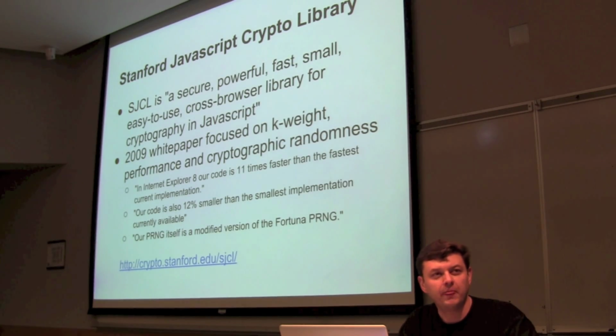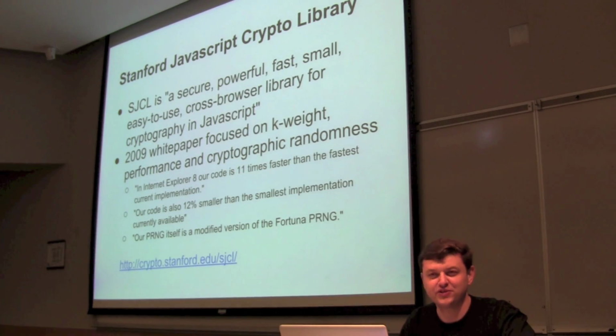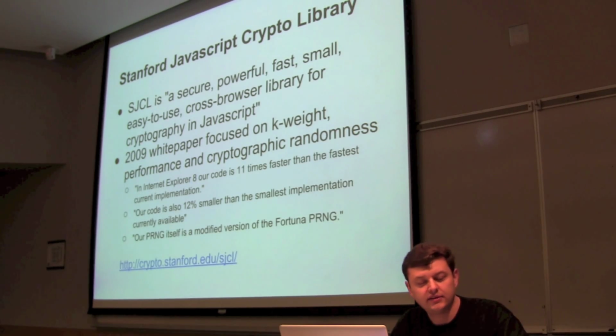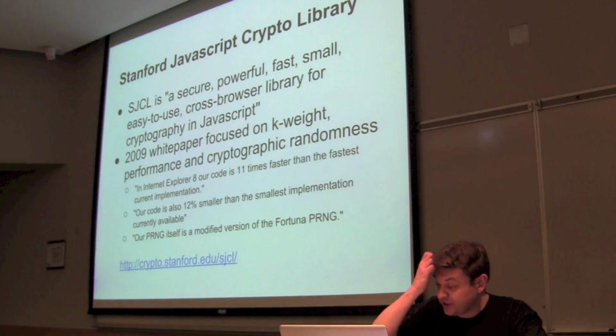Okay. If you look at the Stanford JavaScript cryptographic library, and that's how they cased JavaScript in their stuff, they refer to themselves as secure, powerful, fast, small. A lot of the work was based on about a 2009 white paper, and they focused on just the kilobyte weight, or the size of the file, and the performance and getting proper randomness. And you can see from their quotes that IE8 was kind of a key browser for them to test things with, and they wanted it small and they wanted a good pseudo-random generator.